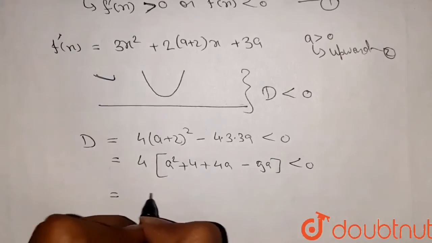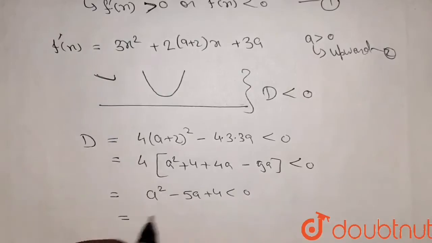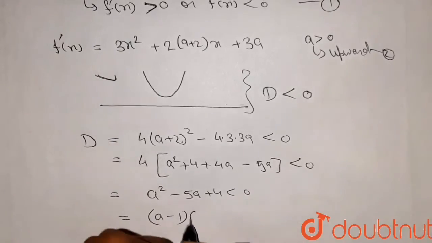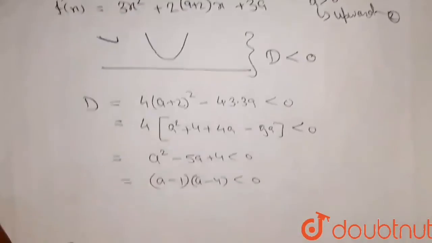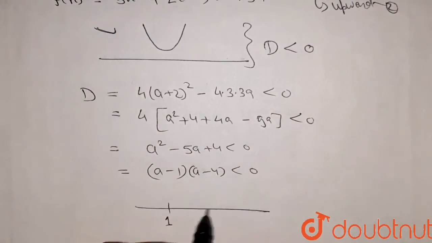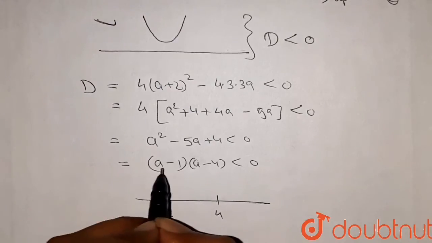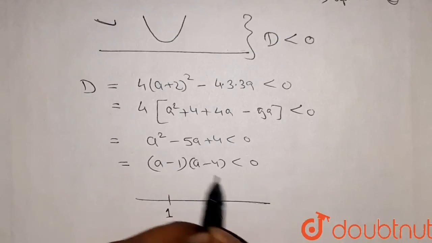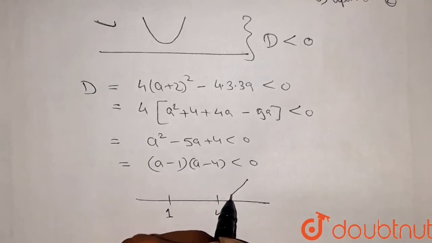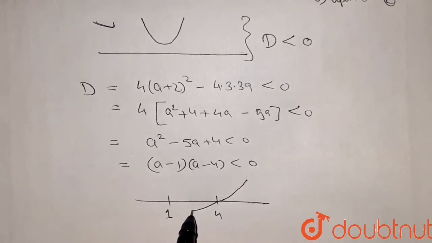So I can write it like this. This will be a square minus 5a plus 4 less than 0, or we can write this as a minus 1 into a minus 4 should be less than 0, right? So if I plot this on graph, here we have two critical points, 1 and 4, right? So at any value greater than 4, let's say 5, if I put 5 here, it is coming out positive, right? So at any value greater than 4, this is positive. At a equal to 4, this is 0, then it will become negative, and then at a equal to 1, this is again 0, right?